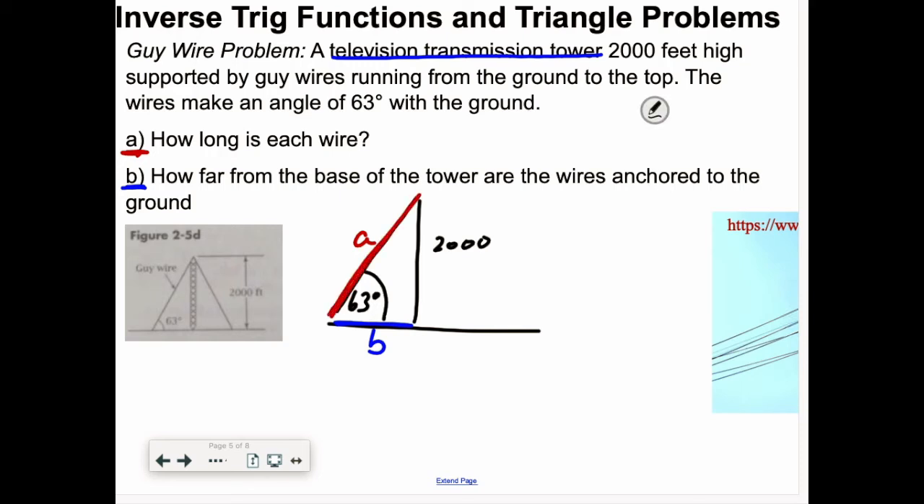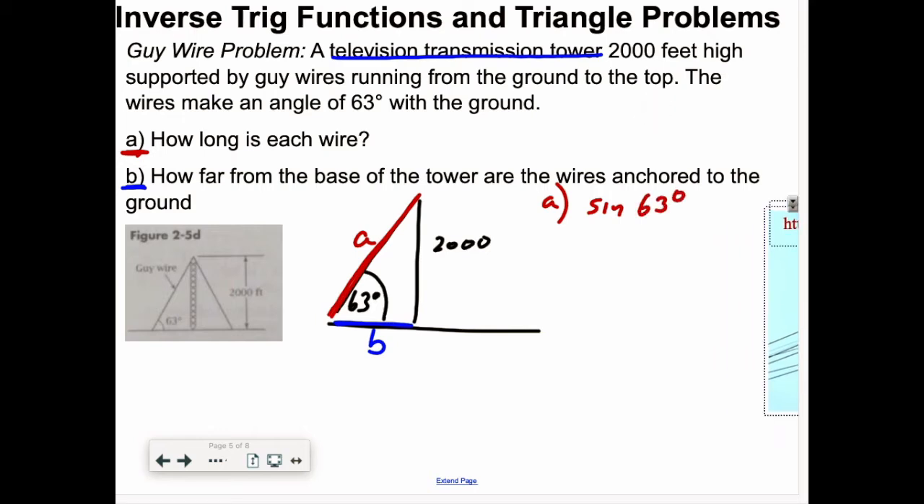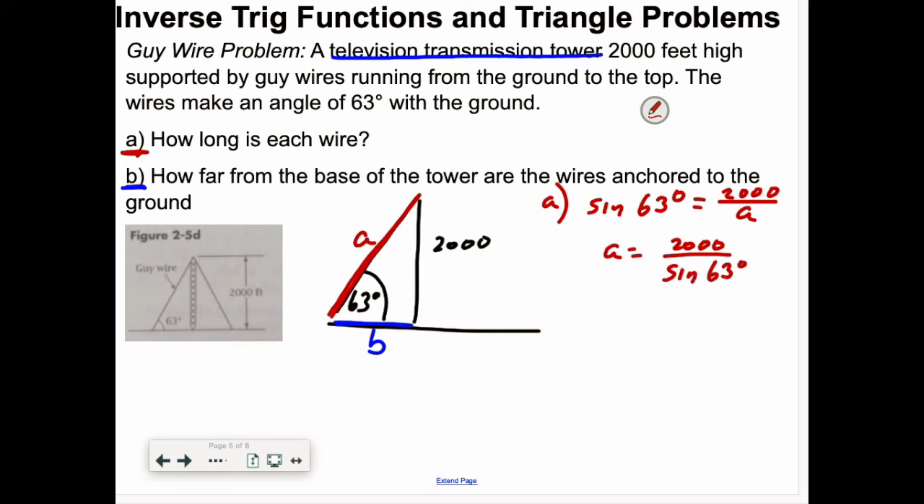And I know that I can just go through this by setting up trig ratios and solving it out. So for instance, for A, I know that sine of 63 degrees is equal to 2,000 over whatever A is. Now, that means that A is equal to 2,000 divided by sine of 63 degrees. If you're wondering how that happened, I cross-multiply then divide by sine of 63 degrees.